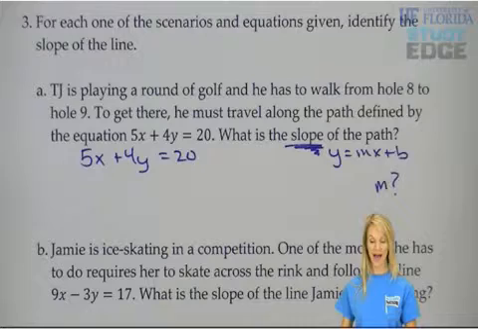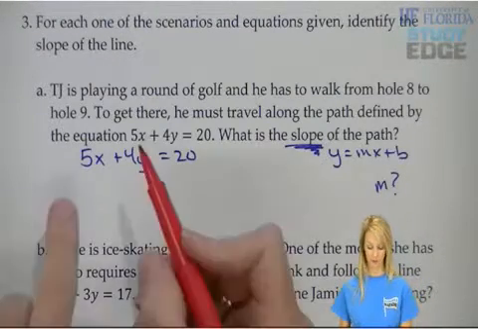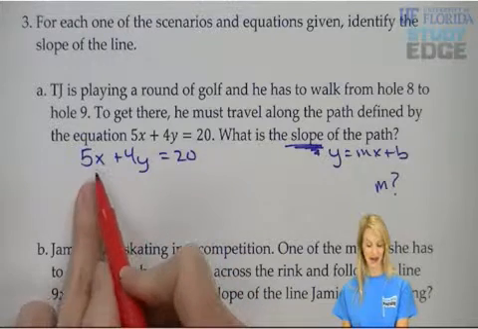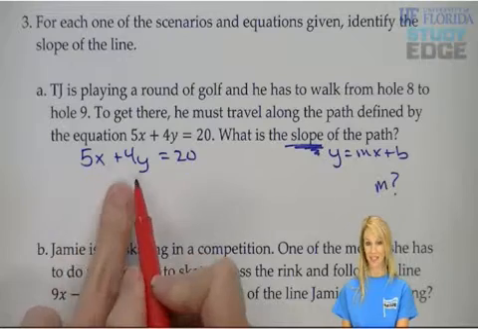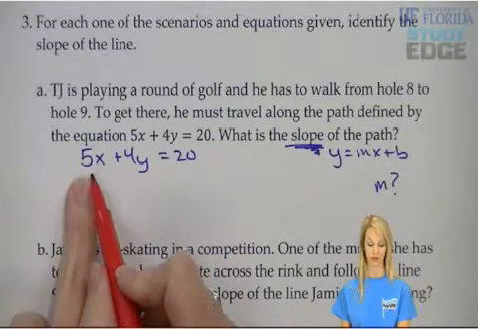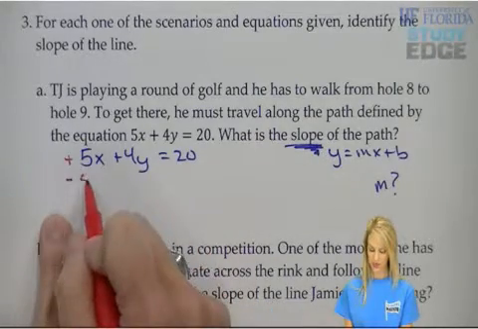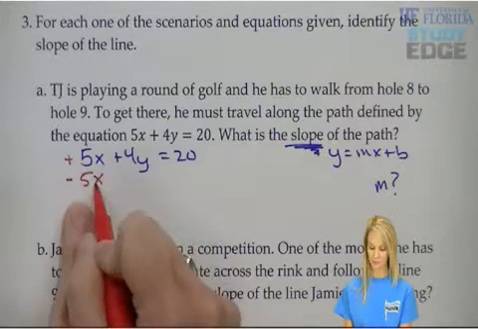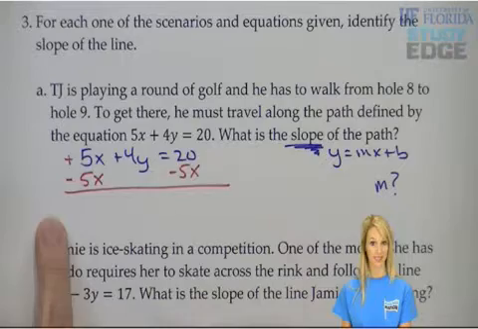I want to only have my y on the left side of my equation. Well, what's keeping my y term from being by itself? This 5x. Is 5x being added to 4y, or is 5x being subtracted from 4y? 5x is being added. This is a positive. So what do we need to do? We're going to subtract. The opposite of 5x being added is 5x being subtracted. So we're going to subtract 5x. Let's see what we get.